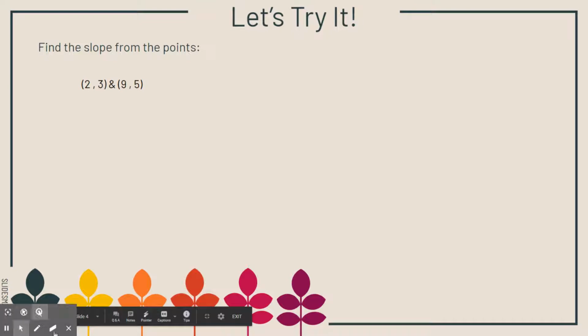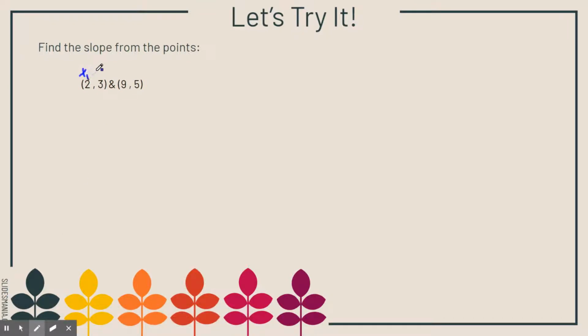So let's practice. Okay, we're going to find the slope from these 2 points. I'm going to start by labeling it. I'm going to say x1, y1, and then I'm going to come over here and I'm going to label this x2, y2. Now remember, the formula for slope is m equals the change in y over the change in x, or y2 minus y1 over x2 minus x1.